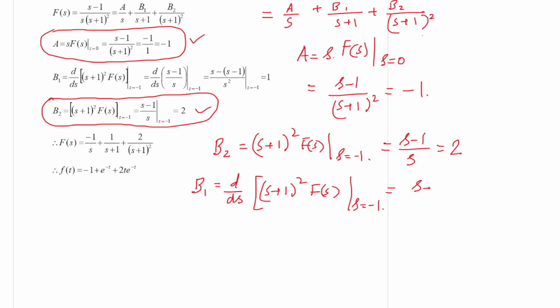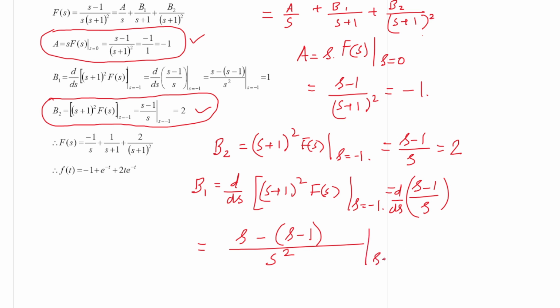So it is (s minus 1) by s. You need to take the derivative of this function, which is s square, then s, and then we have minus of (s minus 1). So if you substitute s equal to minus 1 here, it will be just 1.